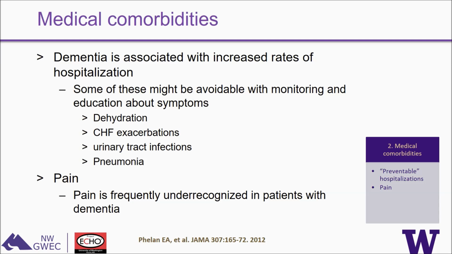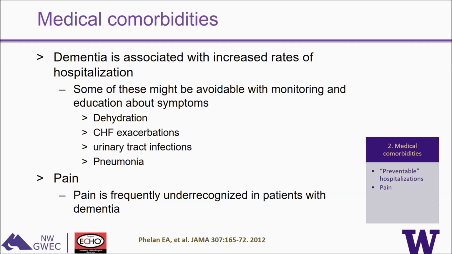So that was box number 1, which is dementia. This is box number 2, which is medical comorbidities. Dementia is associated with increased rates of hospitalization. And there's been some work out of here, actually, that indicates some of these reasons for hospitalization could be avoidable with monitoring and education about symptoms.